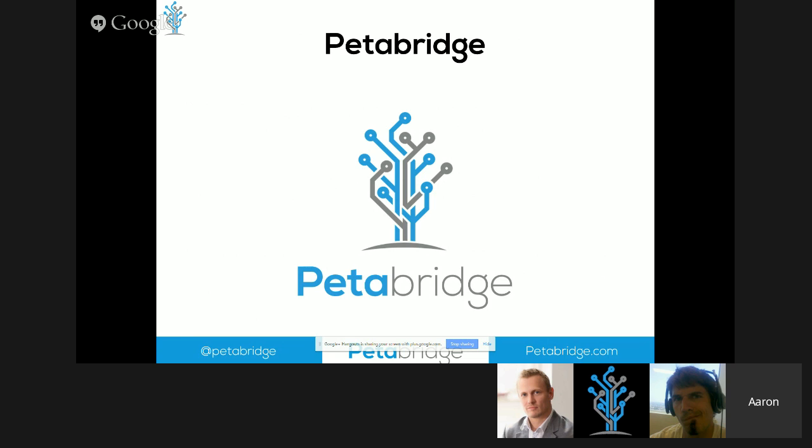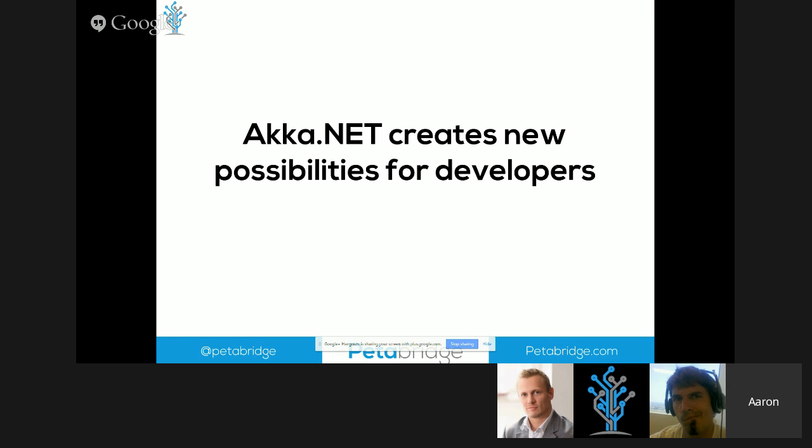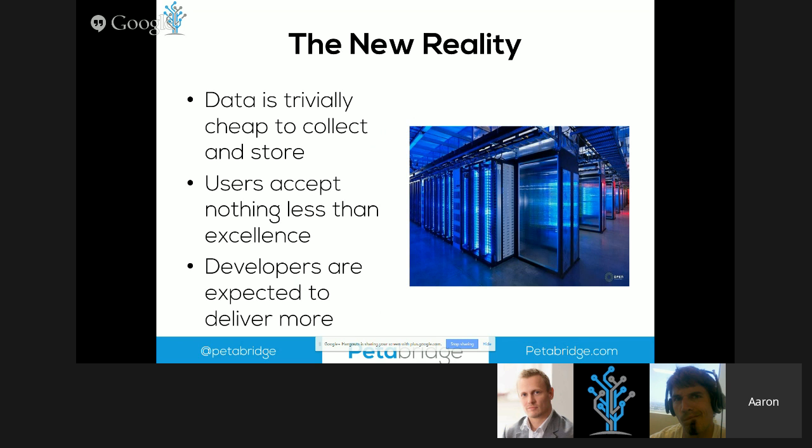And we realized that there was an opportunity for us to support all of the other users of Akka.NET in solving these same types of painful problems. So what Akka.NET really is, is a framework that creates new possibilities for developers. The new reality of what we are expected to deal with today as individual developers is that data is trivially cheap to collect and store.